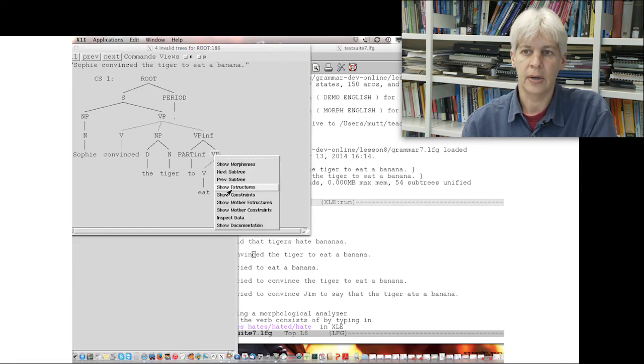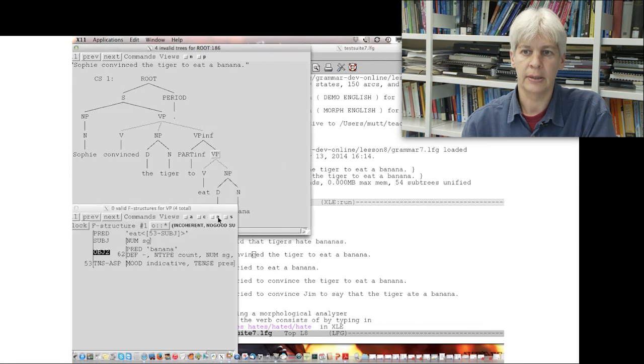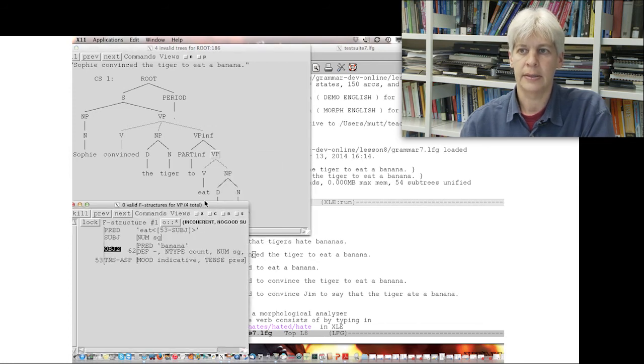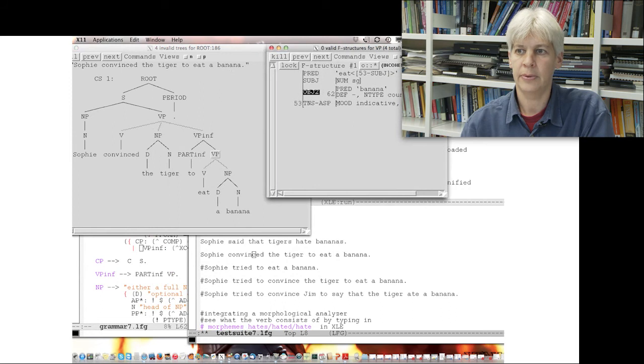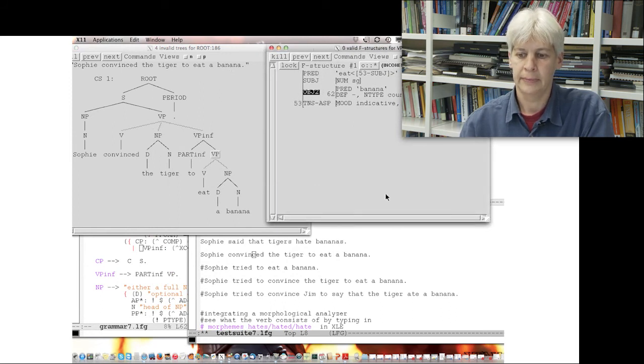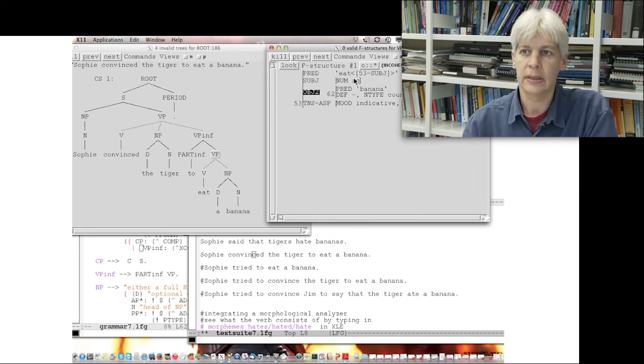And I can say show F structures. Let's see if it tells me anything. And it says, I'm having a problem. I cannot find all my grammatical relations the way I need to. Eat with the subject is all right, but then there's this extra a banana, and I don't know what to do with it. And there's just always some incoherence going on.